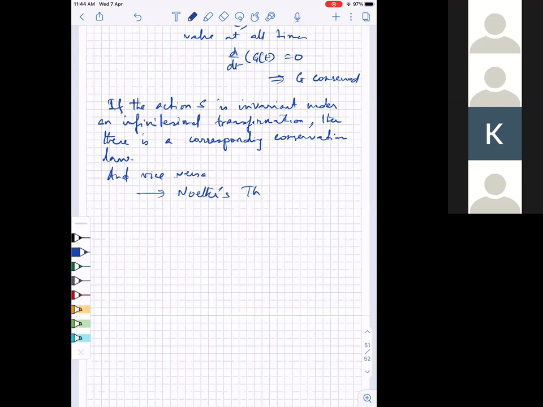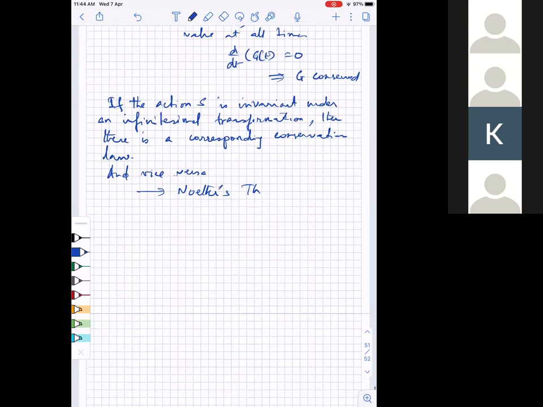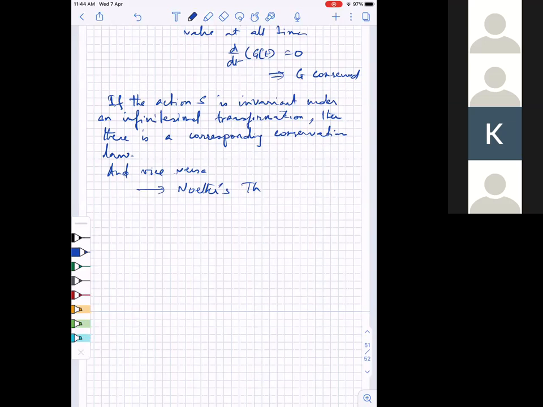Just a minute, okay? I said I need a 2 minute break. Some work is being done. This guy is going out. Just give me 2 minutes break. This is the famous Noether's theorem. We'll start from it.